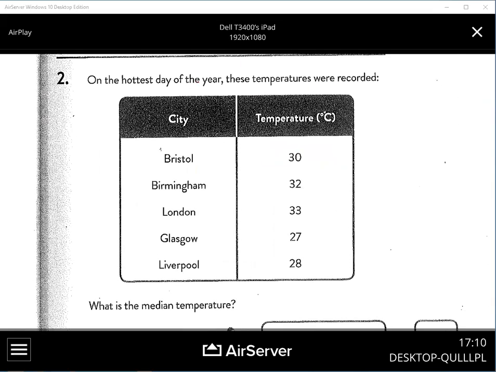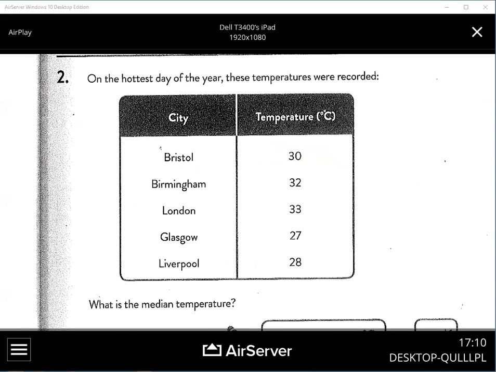Question number 2, keep on reading, Ariana. Over the year, these temperatures are recorded. Okay, so you've got Bristol, Birmingham, London, Glasgow, Liverpool, temperatures on the right-hand side. And the question is, what is the median temperature? So what does the word median mean? Does it mean like the middle? Yeah, median is the middle value, but it's the middle value after you order the numbers. So it's not just the middle number in the data set that you see, you grab the middle number after you order the set.